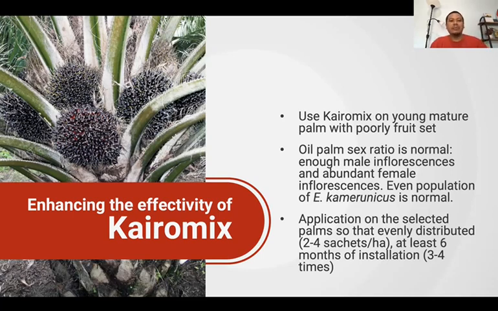The application of Kairomix must also be considered to be evenly distributed at palm points with a distance between Kairomix sites of about 50 to 70 meters, and also to be installed not only once but 3 or 4 times as replicates, for a minimum of 6 or more, until the fruit set feels better, more than 75%.